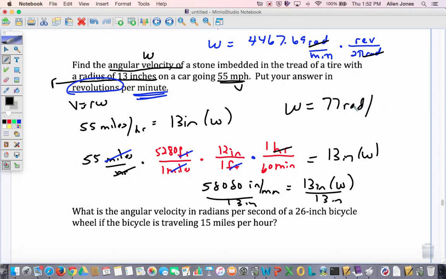We get 711 radians per minute. Not radians. We converted that. Need to pay attention to myself. Revolutions per minute.